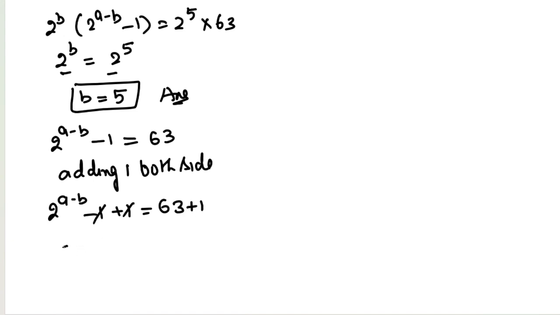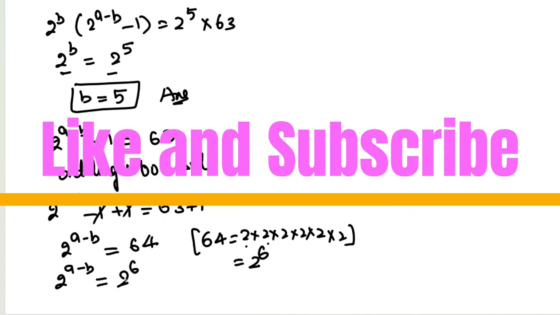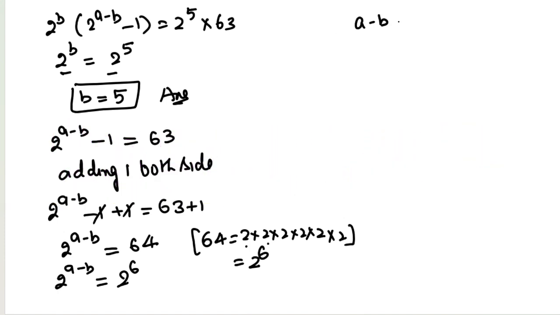1 cancels. 2 power a minus b equal to 64, and 64 can be written as 2 into 2 into 2 into 2 into 2 into 2: 2, 4, 8, 16, 32, into 2. So this is equal to 2 power 6. So 2 power a minus b equals 2 power 6, now a minus b equal to 6.